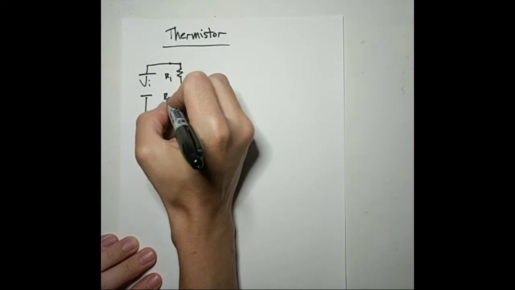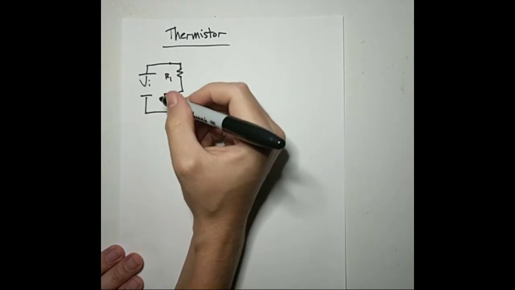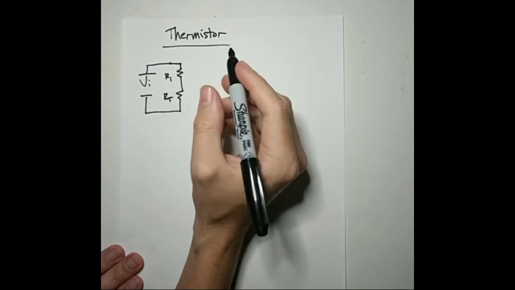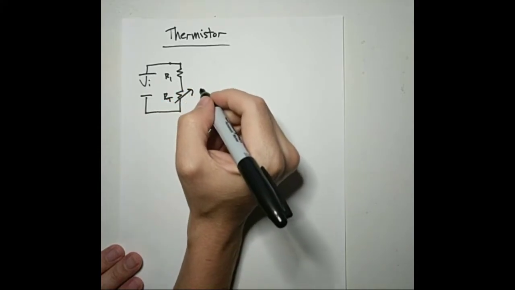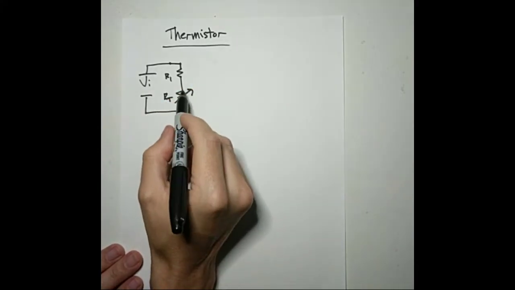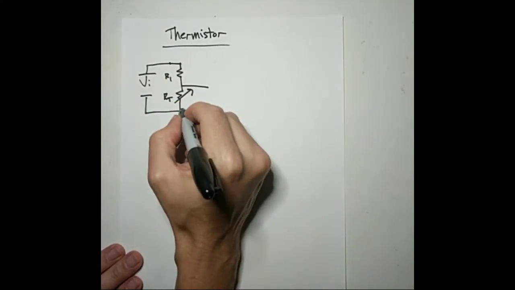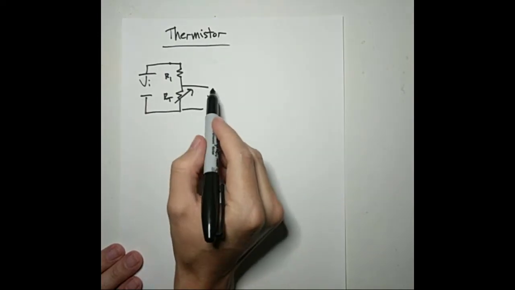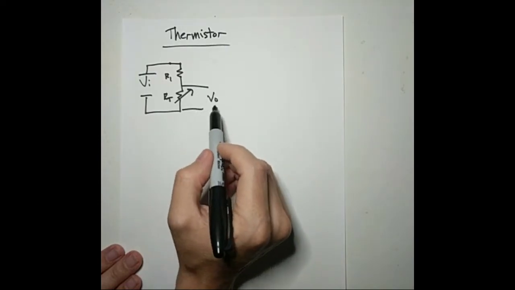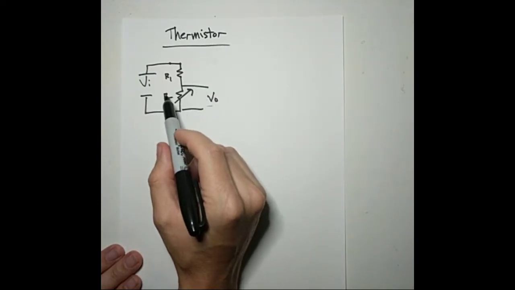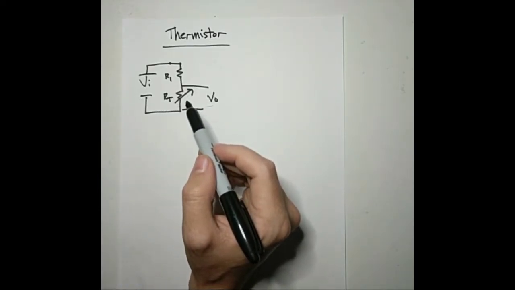So here we're going to use it as the second resistor in a basic voltage divider. So I have an R1 and then I'm calling this RT. And a lot of times you'll see this with an arrow through it, and that arrow just means that this resistance can change. So if we have it in a basic voltage divider, we can measure the voltage drop across this, and then we can use that voltage drop to find what the resistance is, and then we can use the resistance to find the temperature.